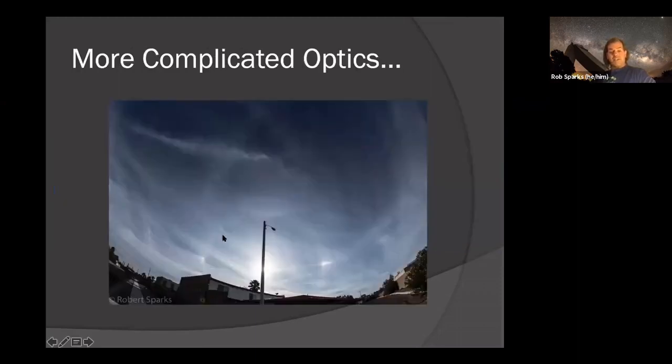But I do have more complicated optics. There's a little more going on here. So we do have our sun halo, a fairly weak halo. We also have two sun dogs, little bright spots on opposite sides of the sun here.